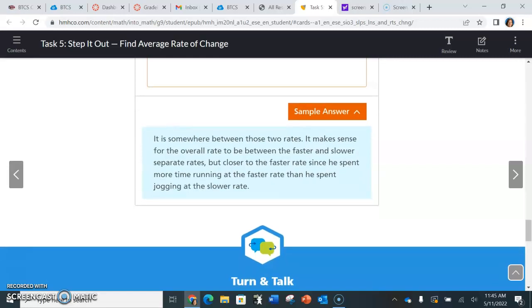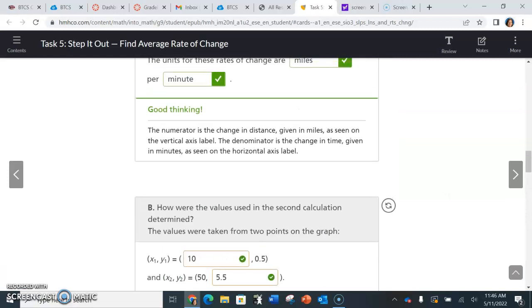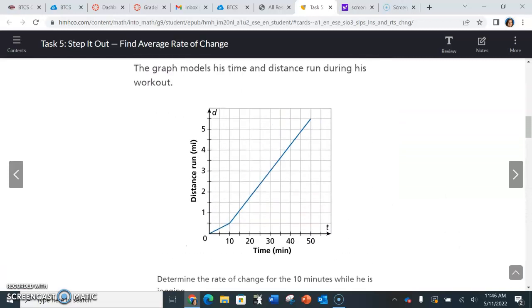It makes sense for the overall rate of change to be between the faster and slower rates, but closer to the faster rate since he spent more time running at the faster rate than he spent jogging at the slower rate. All right, so that gives it to you kind of in more detail. Since he spent 40 minutes running and only 10 minutes warming up, that average rate of change will be in between those, but it will be closer to his running rate.